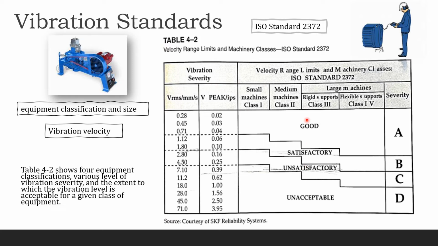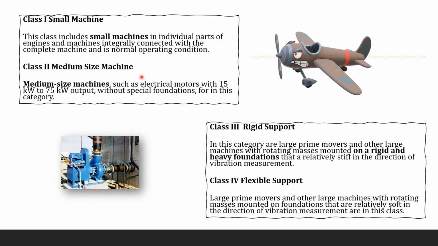We also put them in different classes: class 1, class 2, class 3, and class 4. Class 1, we call a smaller machine. Class 2, a medium-sized machine. Class 3 is your rigid support, which means the foundation is completely rigid and really heavy. If it is not that heavy, we call that flexible support. So that's how we classify the system, equipment, or components.